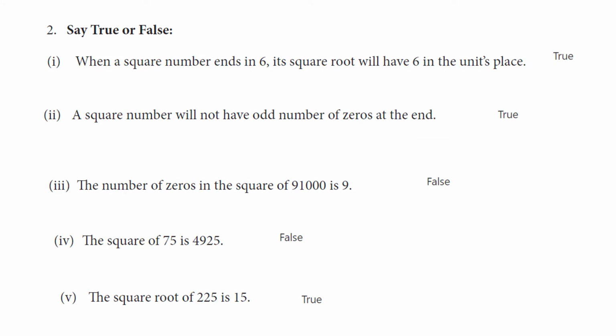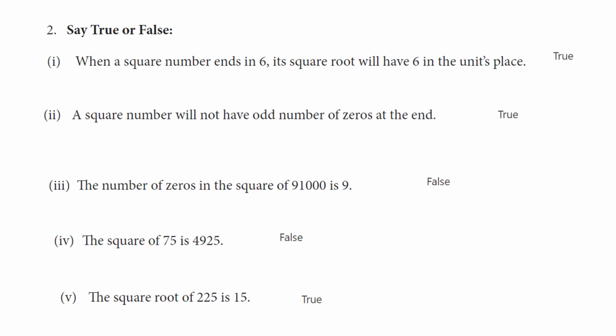True or false? When a square number ends in 6, its square root will have 6 in the unit place. For example, you take the number 6. 6 squared is 36. That unit place is 6. So that is true. A square number will not have an odd number of zeros because the square will have only an even number. So will not have means it cannot exist. So that is also true.